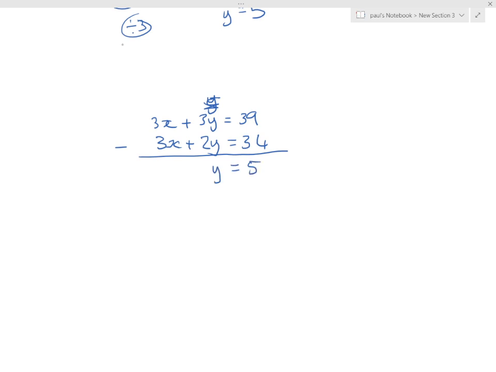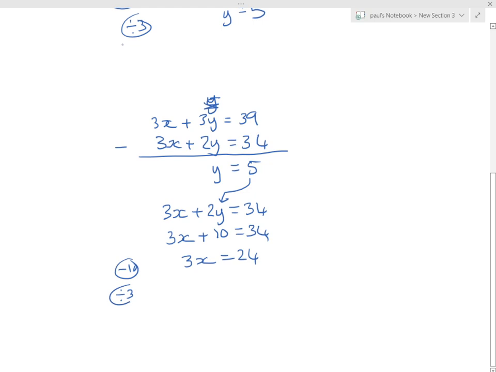Now substitute the value 5 into one of these. So 3x plus 2y equals 34. 5 goes in place of the y. So 3x plus 10 equals 34. Take away the 10. 3x equals 24. And divide by 3. So x equals 24 divided by 3 is 8. And there's your answers. y is 5 and x is 8.